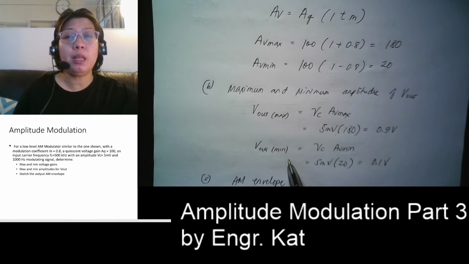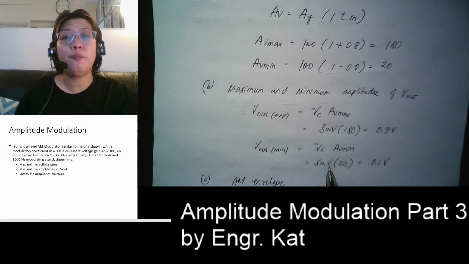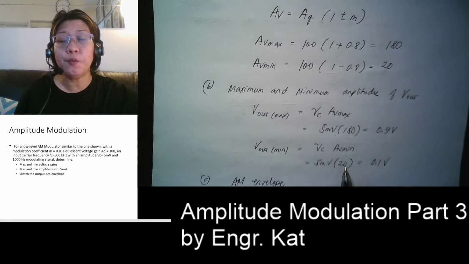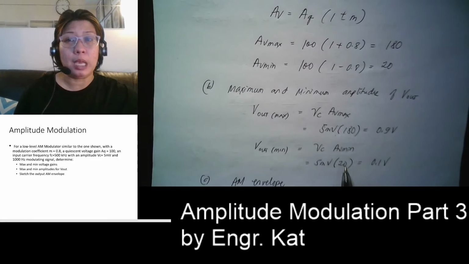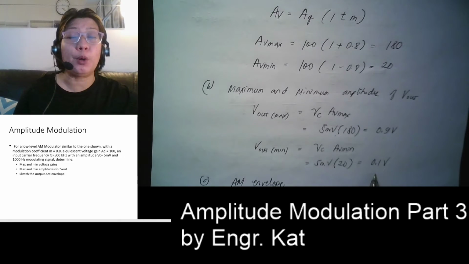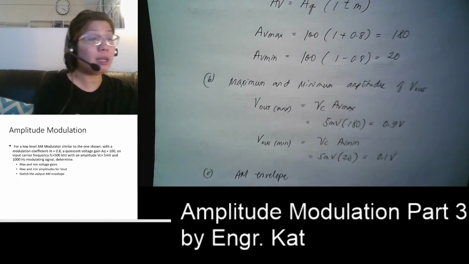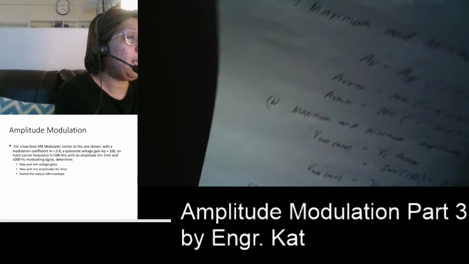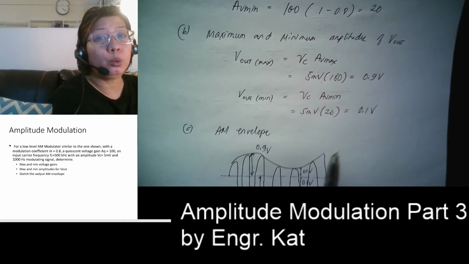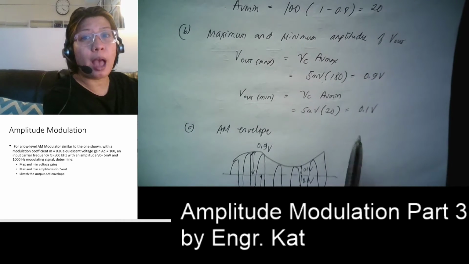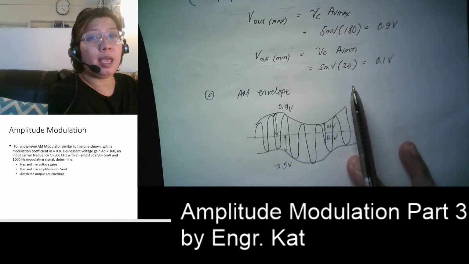Okay, and our minimum output voltage is 5 millivolts multiplied by your minimum voltage gain, which is 20. So that will give us 0.1. So the maximum and the minimum output now is ranging from 0.1 to 0.9. So how do we draw the AM envelope?